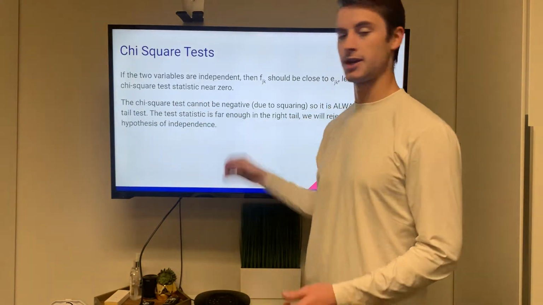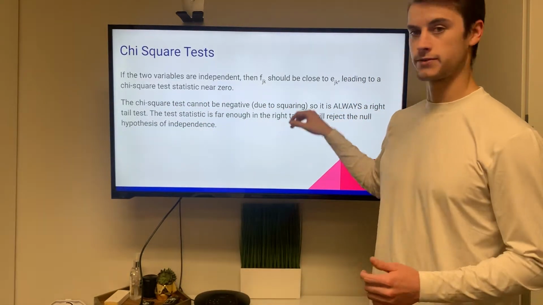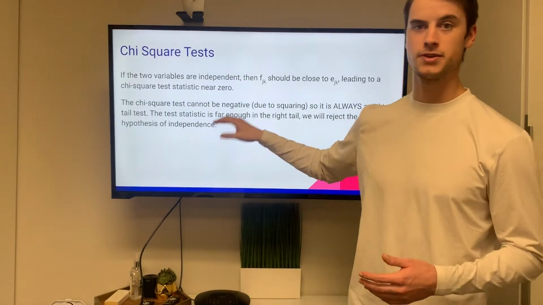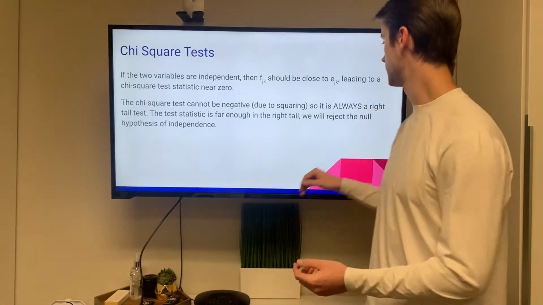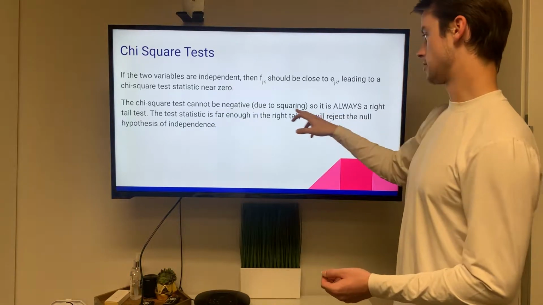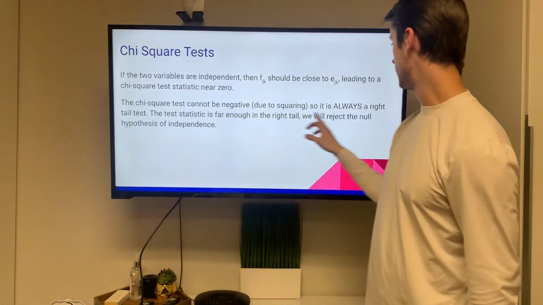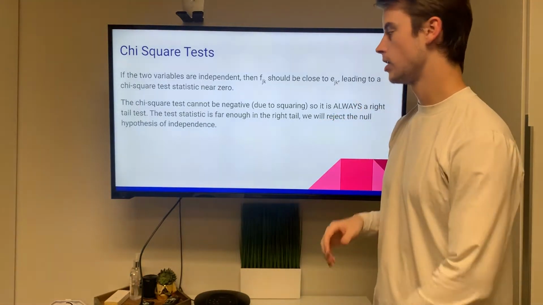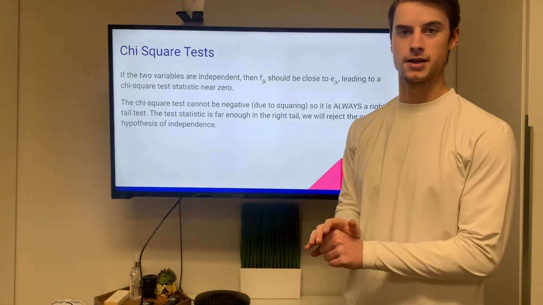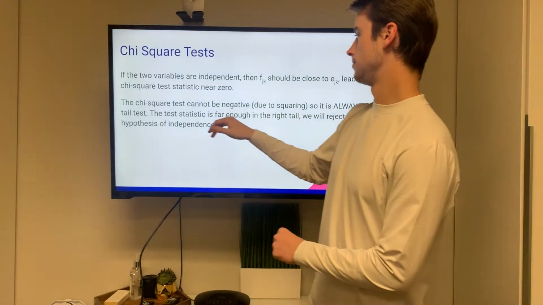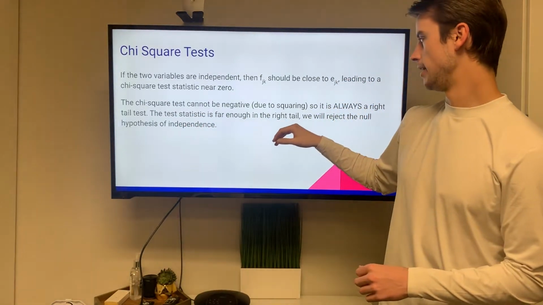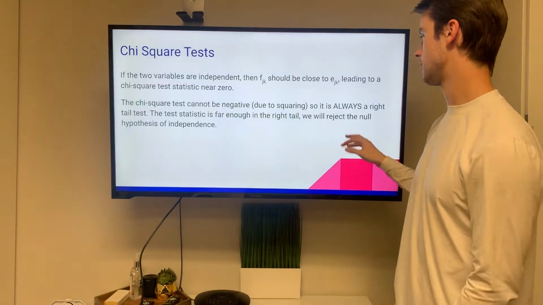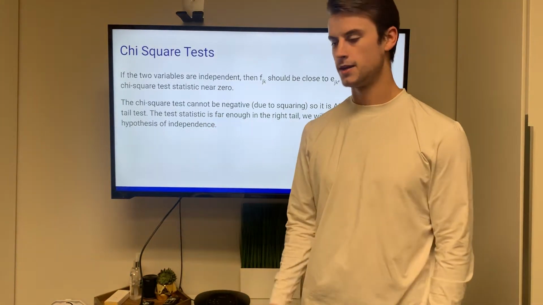Again, the chi-square test statistic can't be negative, because we have to square the observed minus the expected values. So if it's negative, you screwed up. And since it can't be negative, it's always, always, always a right tail test. Always and forever, till death do us part. If the test statistic is far enough in the right tail, we reject the null hypothesis. Simple stuff, right?